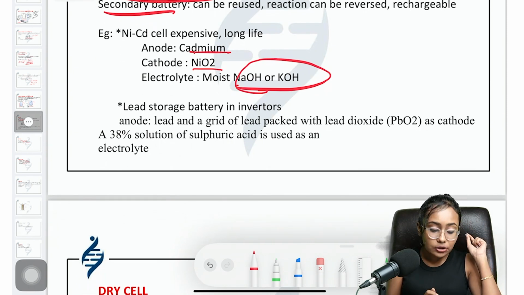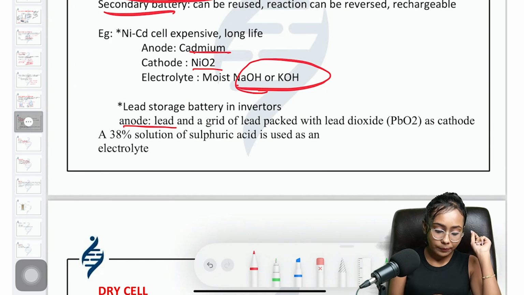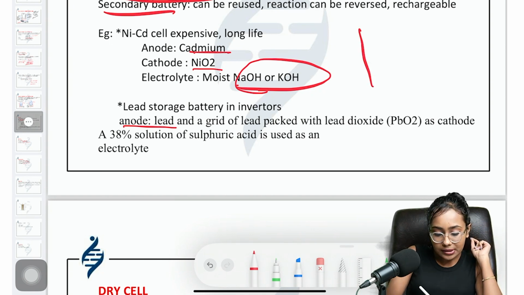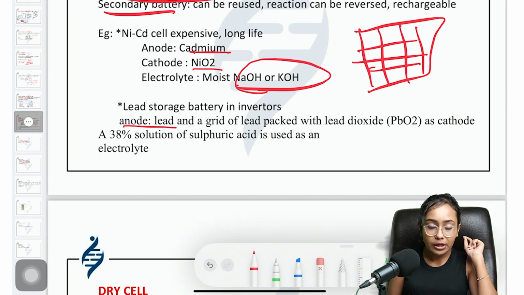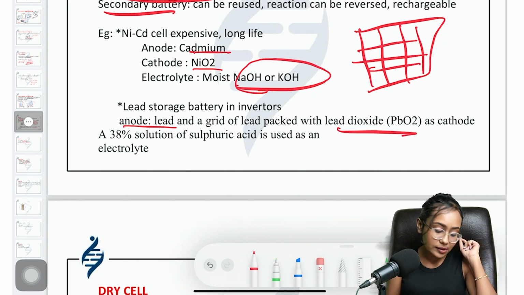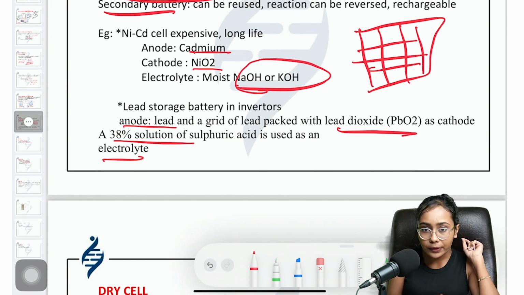In the case of the lead storage battery, which is mainly used in inverters, the anode is lead. Lead is the anode. And the cathode is actually lead itself, but a grid form of lead. Grid form, okay? Grid form of lead with lead dioxide. And the electrolyte is a 38% solution of sulfuric acid.